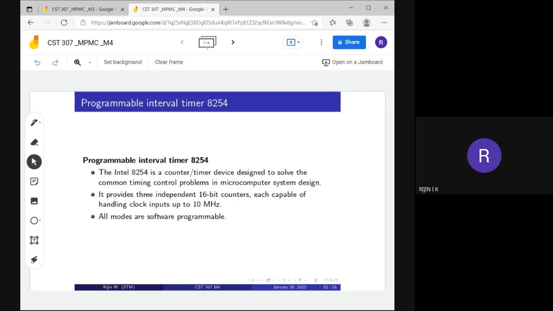Remember mainly, this IC Intel 8254 is a counter or timer device designed to solve the common timing control problems in microcomputer, that means microprocessor system. That means it is used to perform timing and counting functions. Okay, 8254 IC is used to perform timing and counting functions.